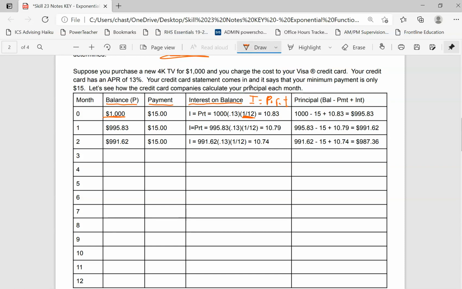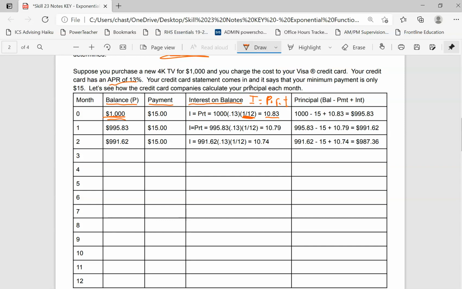So we start with a balance of $1,000. We made our $15 payment, but we have to figure out our interest amount. So I equals PRT. So we take our $1,000, multiply it by 0.13, which is the APR. But that's for the whole year, so we have to multiply by our time, which is 1/12. When you multiply all that out, you get $10.83. So that's the interest charged on this $1,000.